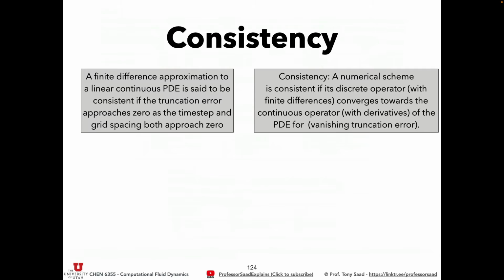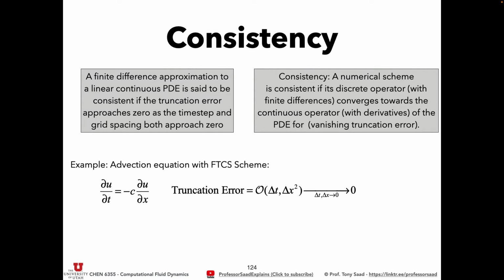Okay? Now you might say, what the heck? Is there any scheme that violates this? Yes, we're going to see a lot of schemes later that violate the consistency condition. Mathematically, if you take the advection equation with the forward in time, central in space scheme, the truncation error was delta t and delta x squared. So that approaches zero as delta t and delta x both approach 0. Keep that in mind for the FTCS scheme on advection. So the FTCS on advection is consistent. The truncation error does go to 0.